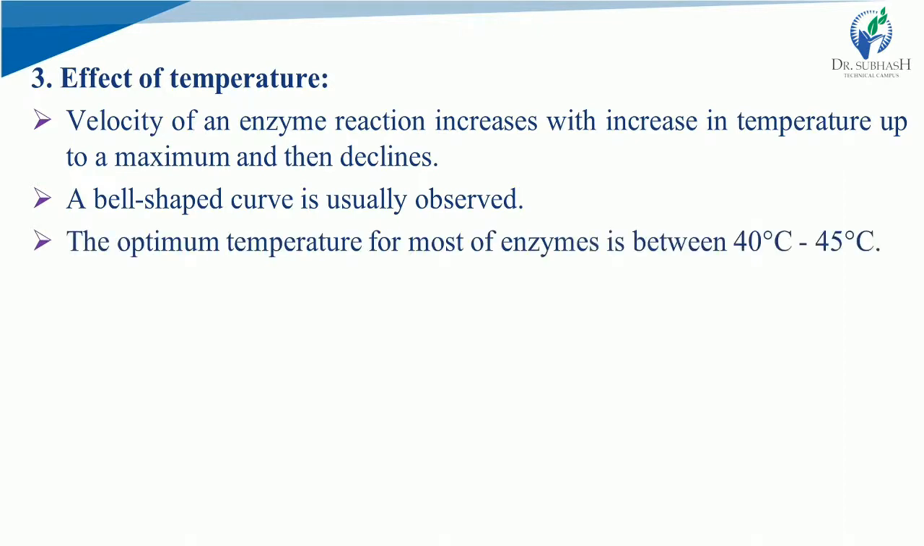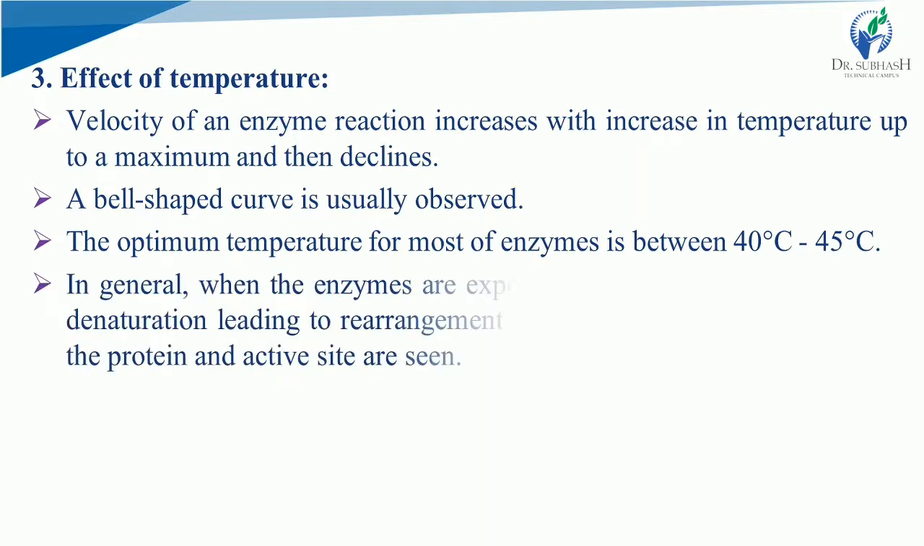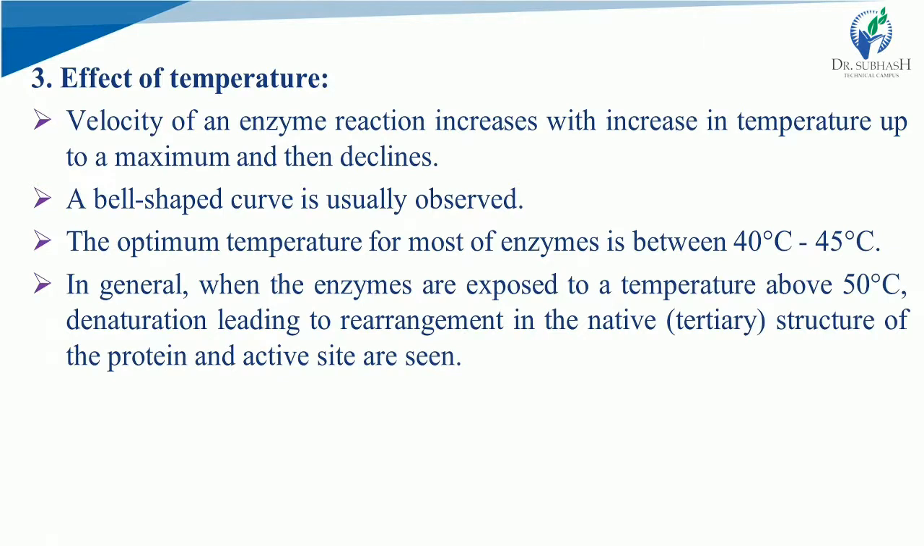The optimum temperature for most enzymes is 40 degrees to 45 degrees Celsius. Extremely important point. Keep this in mind, and this can also be asked in your competitive exams, so keep in mind, right? In general, when the enzymes are exposed to a temperature above 50 degrees Celsius, denaturation leading to rearrangement in the native or tertiary structure of the protein and active site are seen.